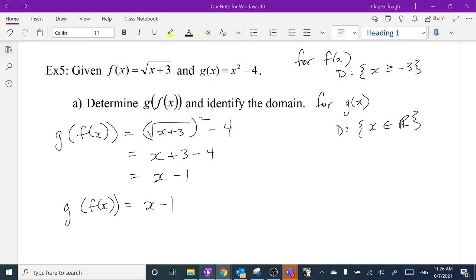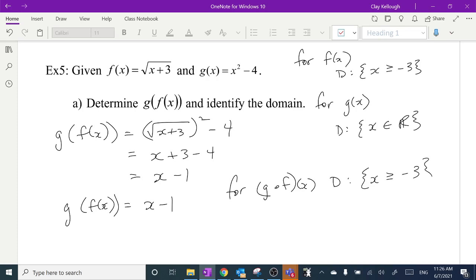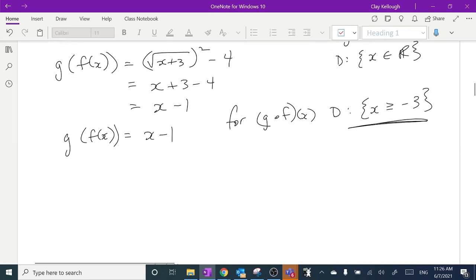So I'm going to go back to the notes here and say that the domain for g of f of x is the same as it was for f of x. x can't get smaller than -3. And I'm going to say this as a note. Here's the rule, kind of very formally.